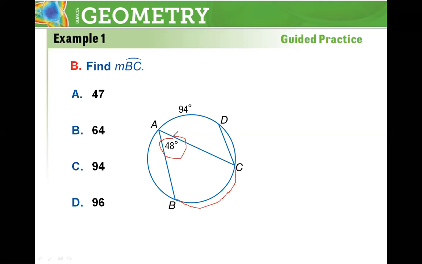So I take this and multiply it by 2. You take 48 multiplied by 2, it's equal to 96. So it's letter D.